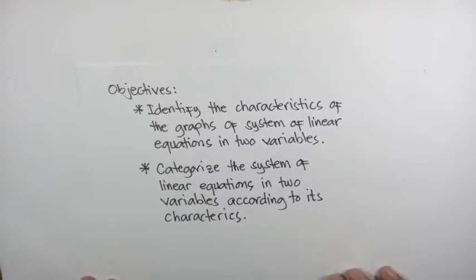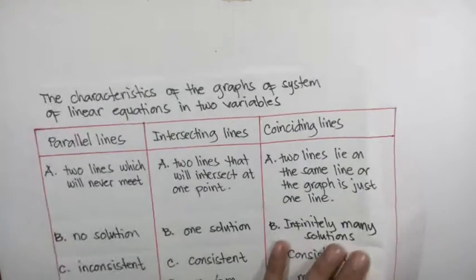Okay, today we have two objectives. First is to identify the characteristics of the graphs of system of linear equations in two variables. And second is to categorize the system of linear equations in two variables according to its characteristics. Now let's have this one.